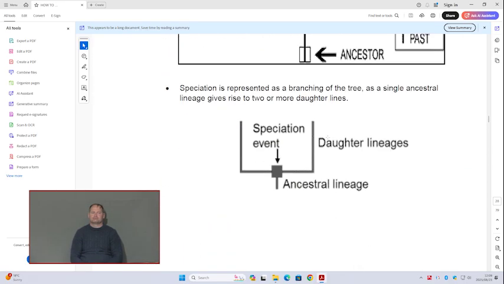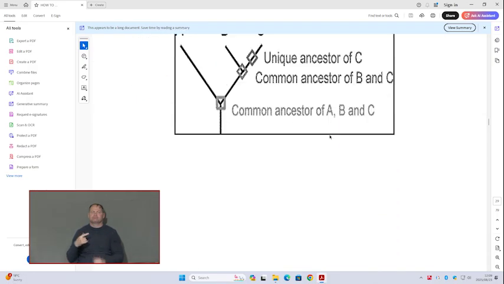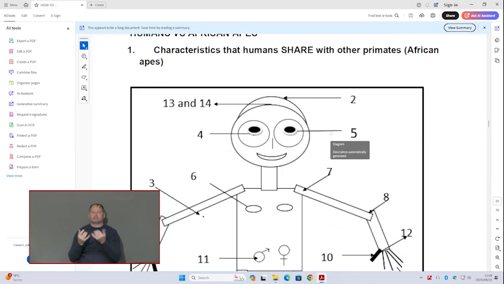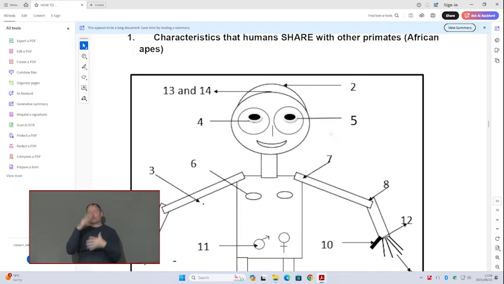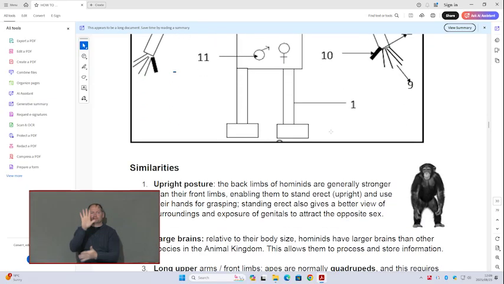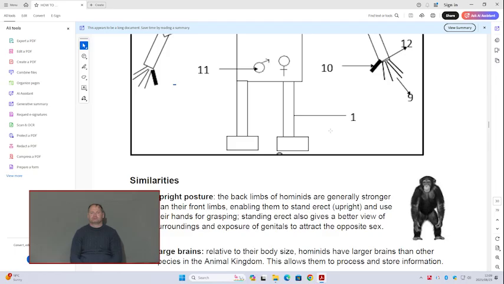Now, we are going to look at the similarities or the characteristics that humans share with other primates. It is important that you know all of them. All 15 of them, you have to know them and be able to explain them. You are not going to say, I will just study 5. You will see why I'm saying that. You have to know all of them.